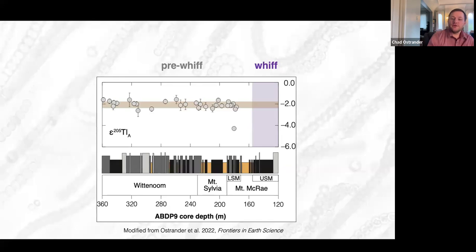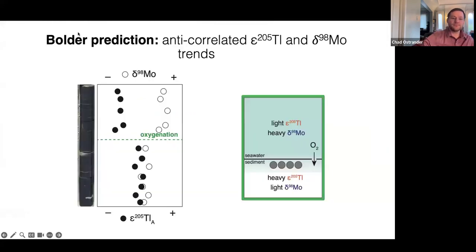Leading up to the WIF, we find thallium isotope compositions in the Wittenoom and Mount Sylvia formations that are near crustal. They're not fractionated relative to upper continental crust, or relative to riverine input today. So there's little reason to suspect that manganese oxides were being buried over large areas of the seafloor during the formation of these rocks. However, when you move into the Mount McRae shale, and especially the upper shale member, you get a shift towards lighter thallium isotope compositions. That hypothesis seems to be supported by these data: a negative shift during the WIF interval that could suggest manganese oxide burial on the seafloor.